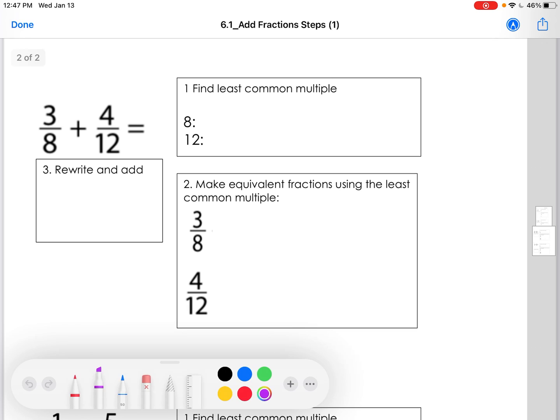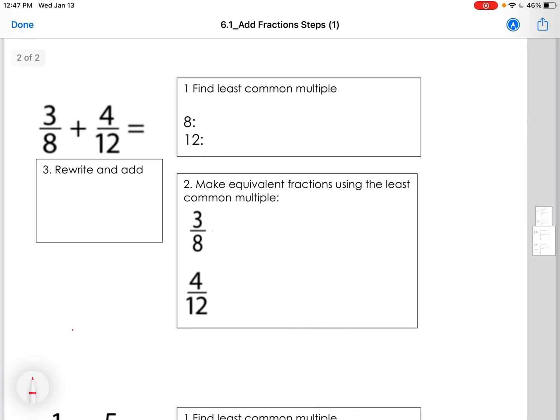So the first step in doing this then is to find the pieces that we're going to make the exchange with. So to do that, we're going to find the multiples of 8 and the multiples of 12, and the lowest multiple that 8 and 12 have in common is going to be the size of pieces that we use.